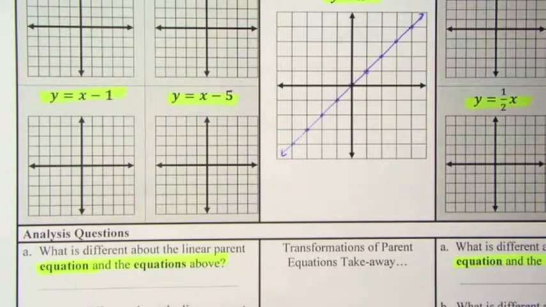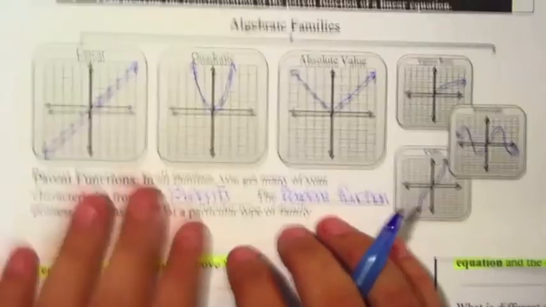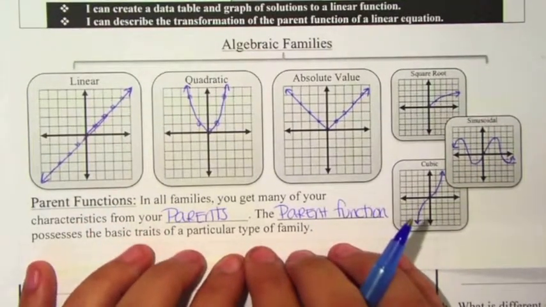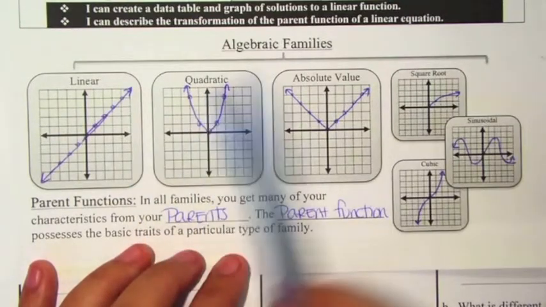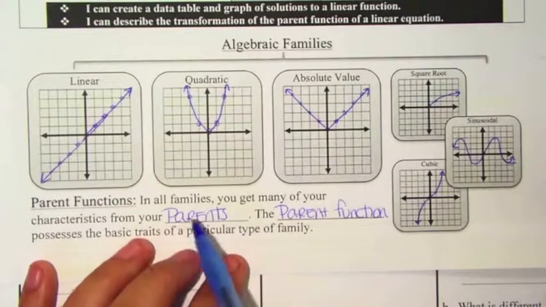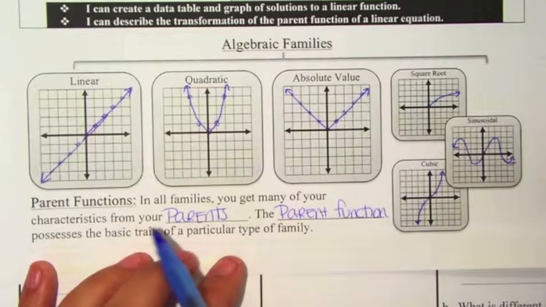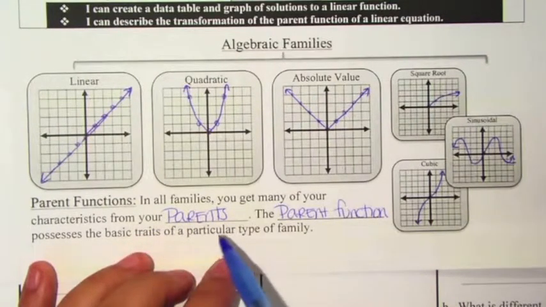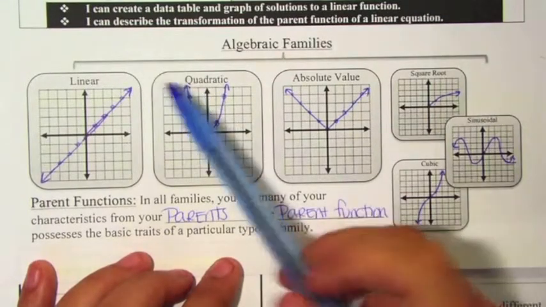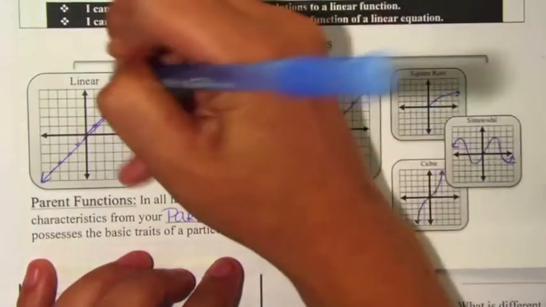Okay, this is lesson 3.2, which is graphing linear parent functions. And so actually where I want to start is right here and tell you a little bit about parent functions. So just like in families, you get your characteristics from your parents. So the parent function possesses the basic traits of a particular type of family. So in this case, the parent function here is a linear equation.